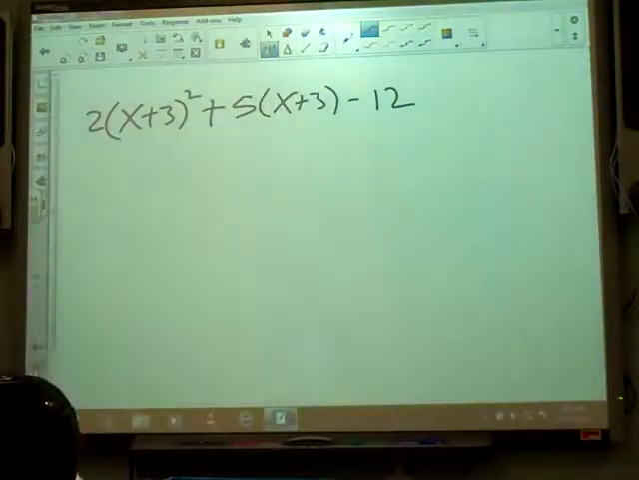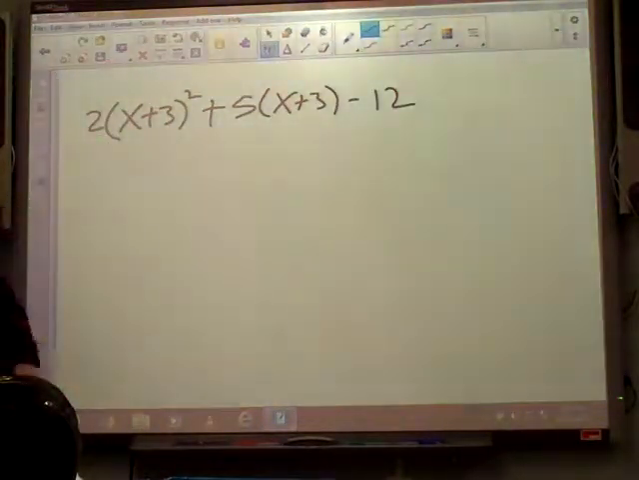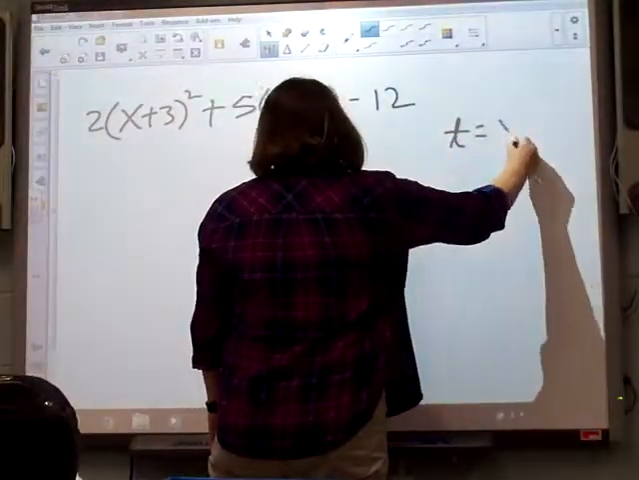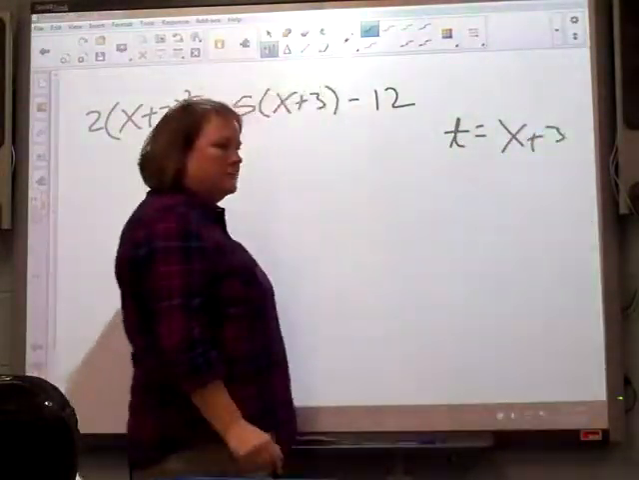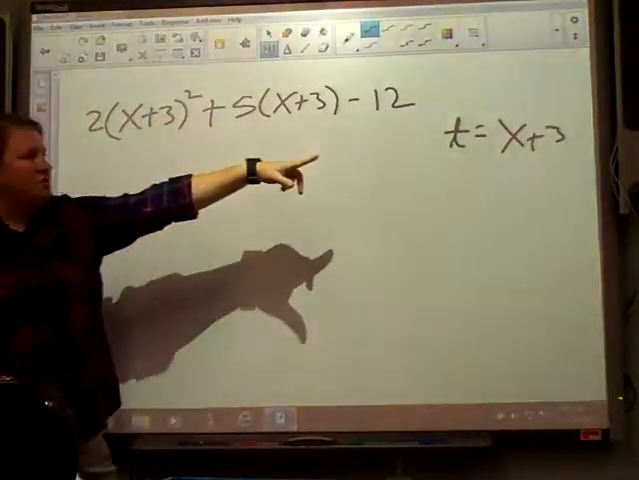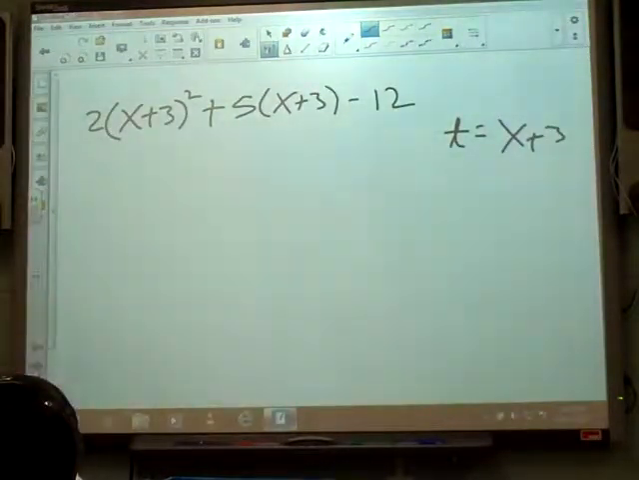So what you're going to do to simplify this, you're going to take that binomial and just set that equal to some random variable. So I'm going to say t is equal to x plus 3. Okay, you pick whatever letter you want. Now I'm going to rewrite this thing with just one variable in there instead of a binomial to make it what we know how to do.